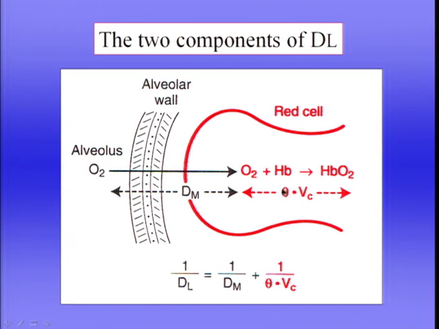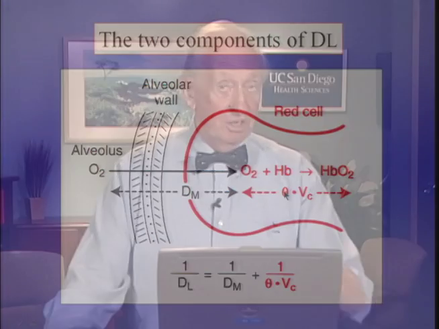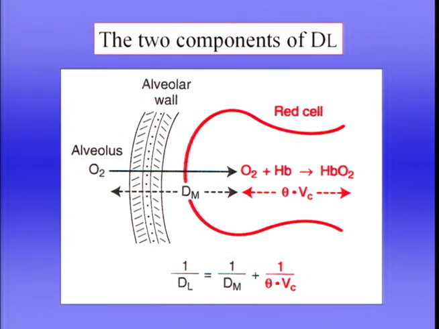Now, what are the units of theta? And the theta you can get from the rapid reaction apparatus shown in the previous slide. The units of theta are moles of oxygen per minute, per millimeter of mercury, per milliliter of blood. Okay? Those are the units of theta.